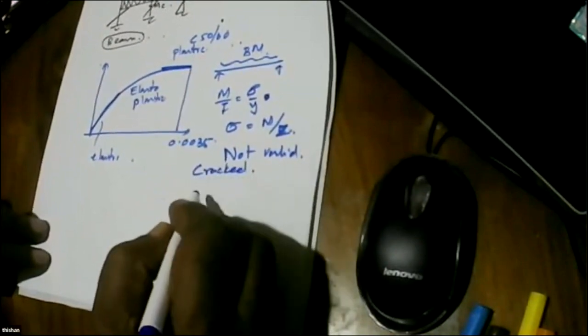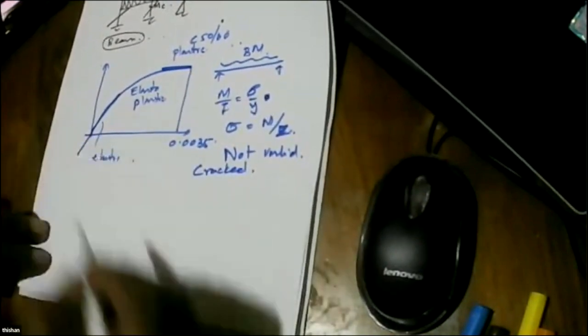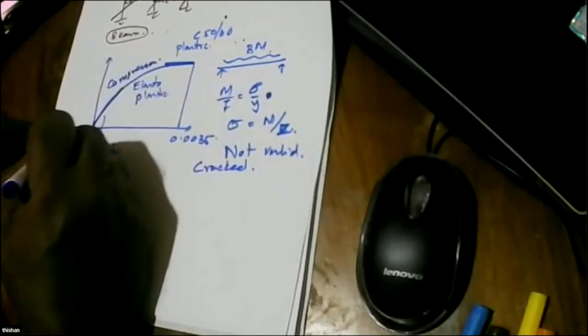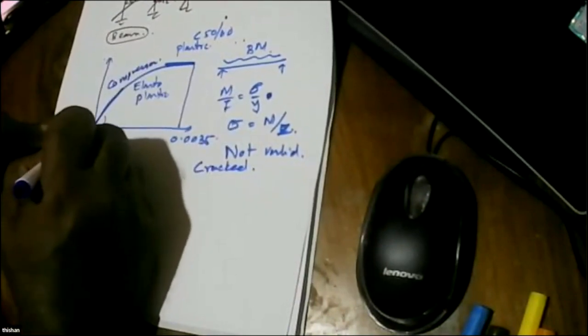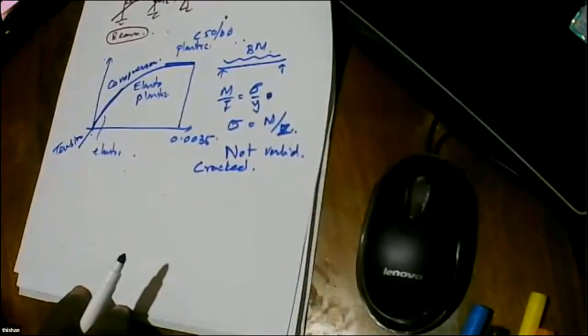Why do you say cracked? We generally don't draw this part. This is compression. This is the tension part of the stress strain curve. We don't draw it. Why? Concrete is very weak in tension. It cracks. It breaks. So we ignore this part.